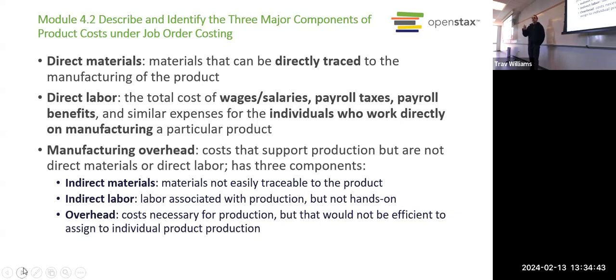Training. Anytime the workers are not actually making the product, right? If they're doing maintenance on the machines, again, in training, the supervisor's salary in the factory is considered indirect labor because a supervisor is not making the product, right? So all of that falls into manufacturing overhead.